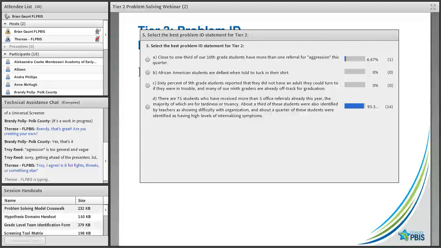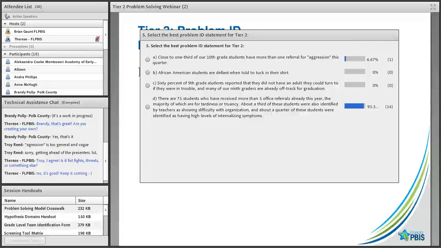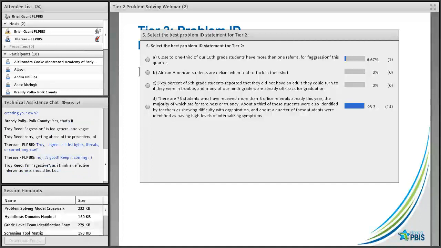The last one is clearly a better response. We have the conditions in which something's occurring. You'll notice it's really more of a Tier 1 kind of focus here, but yet we can certainly look at specifics. We're looking at 5 office referrals already this year across 75 students, the majority of which are tardiness and truancy. And then we can see that there are students identified by teachers as showing difficulty with organization. About a quarter of these students were identified as having high levels of internalizing symptoms. So all of these are providing us a much more specific, measurable, observable amount of information that we can start to think about now. Why is that happening?